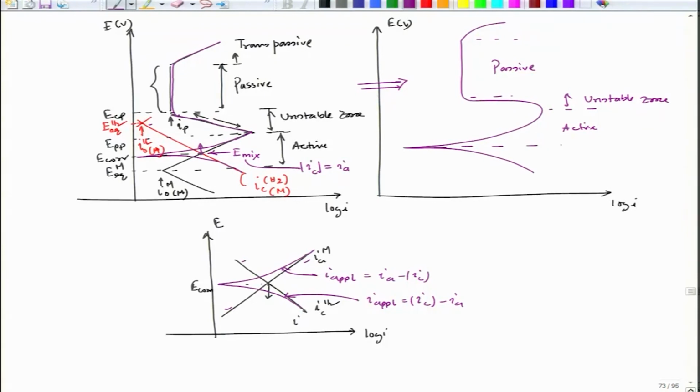So, when we have this kind of plot, since it is going from active to passive, we call it active-passive transition. We will talk more on this in our subsequent lectures. Let us stop here. Thank you very much.